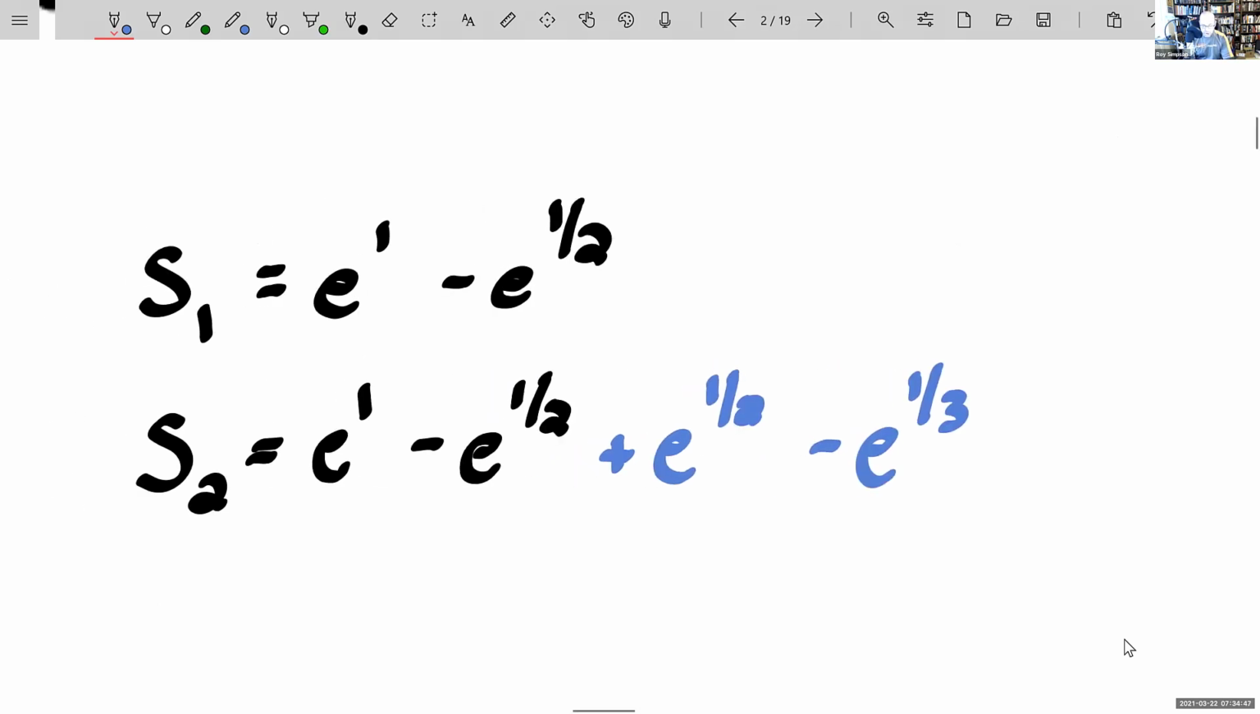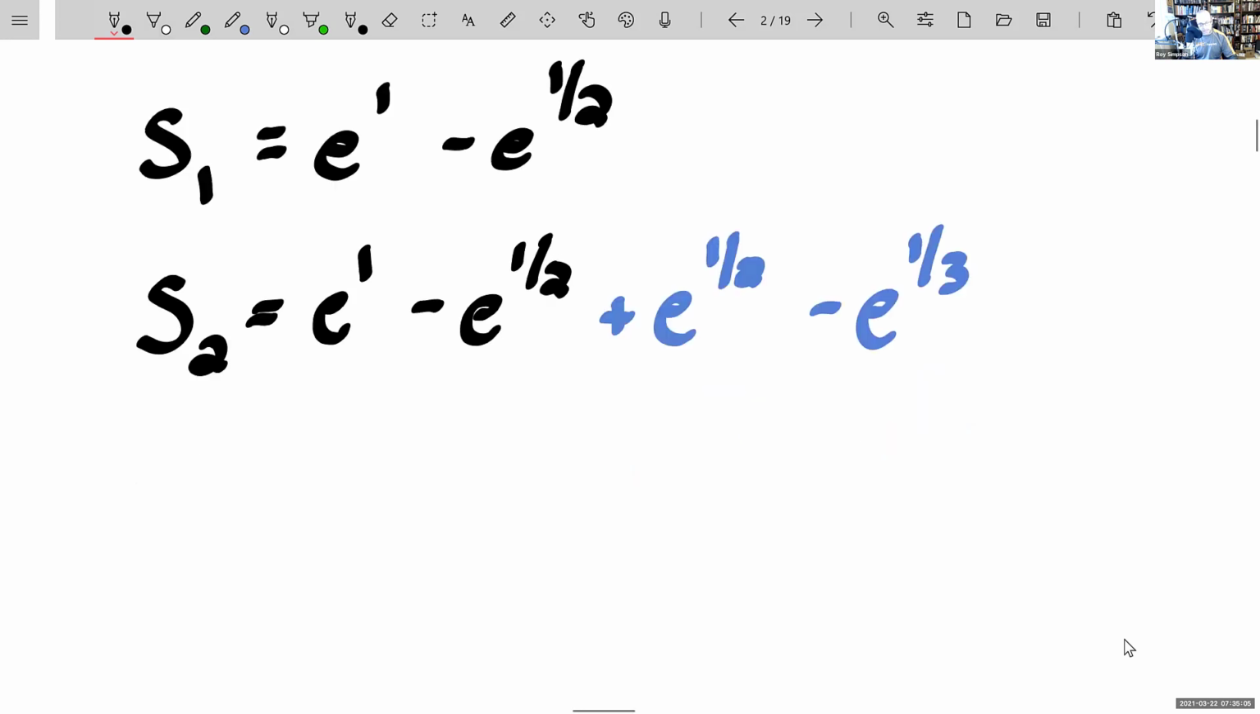Now you should see something happen in the middle. Those two terms in the middle, negative e to the 1/2 and positive e to the 1/2, those will cancel. I'm not going to cross them out yet, but I will once we get to needing that information.